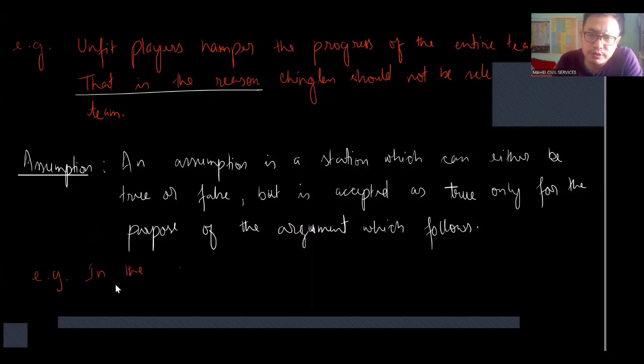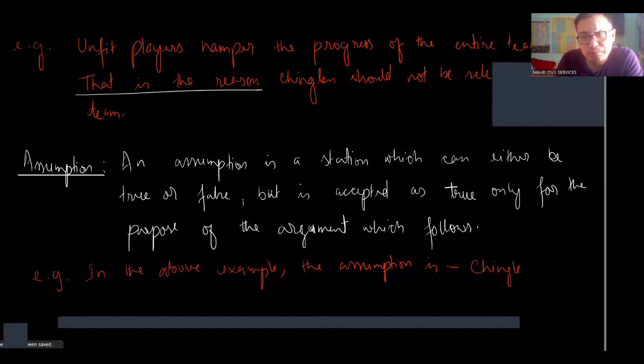What is our assumption in this small passage which consists of two sentences? In the above example, the assumption is Chinglen is unfit. Chinglen is unfit. He is unfit. This is an assumption.